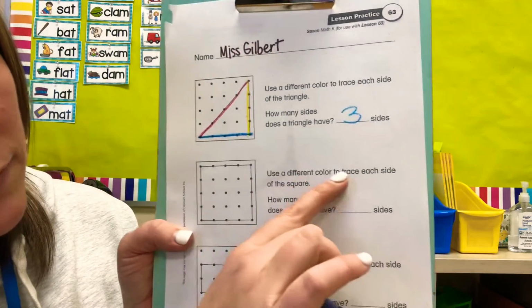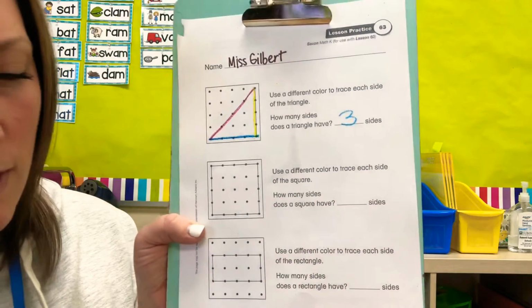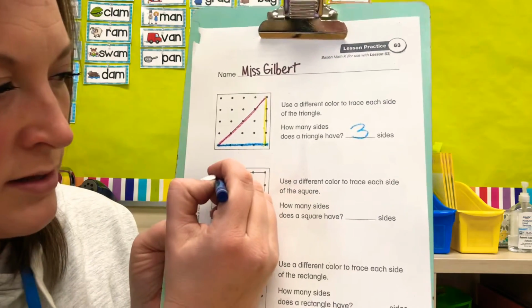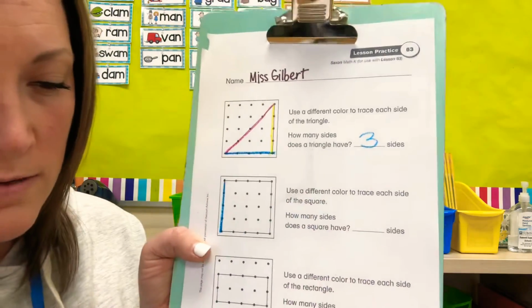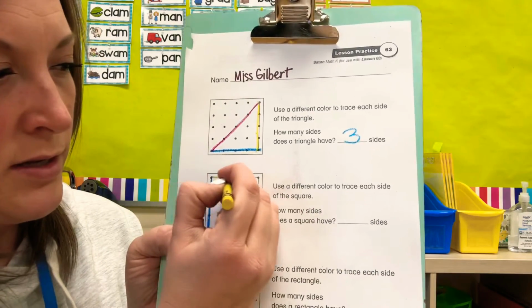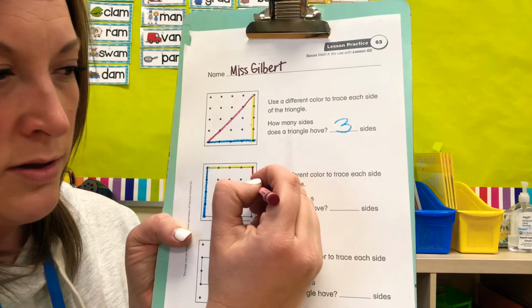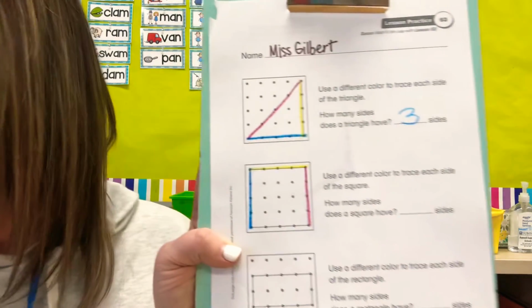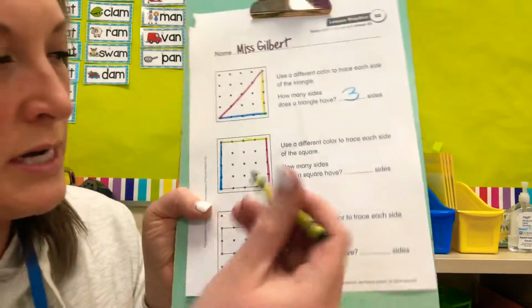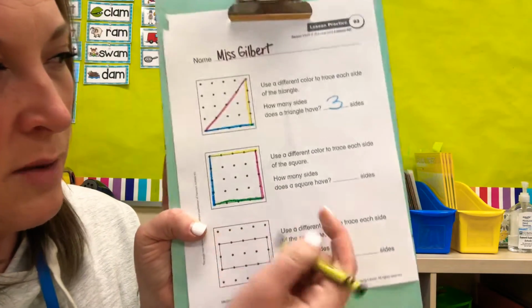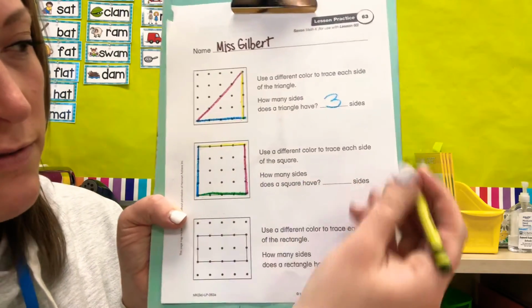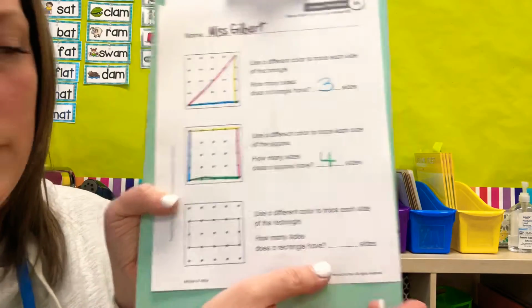Same thing, use a different color to trace each side of the square. I'm going to keep the crayons that I have and just add one more color. 1, 2, 3, then one more. I'm going to choose green. 4. How many sides does a square have? You're going to write 4.